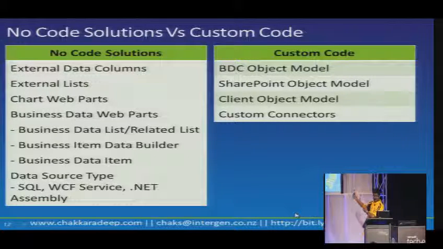BDC object model, of course. If you want the data to be presented in your custom web part or visual web part, you might have to use the BDC object model to interact with and fetch the data from the BDC metadata content type repository. SharePoint object model to interact with an external list. If you want to query against that external list and fetch some data back, you will write normal SPList code and get the data back, the way we would normally interact with a custom list in SharePoint. Client object model, which is new to SharePoint 2010.